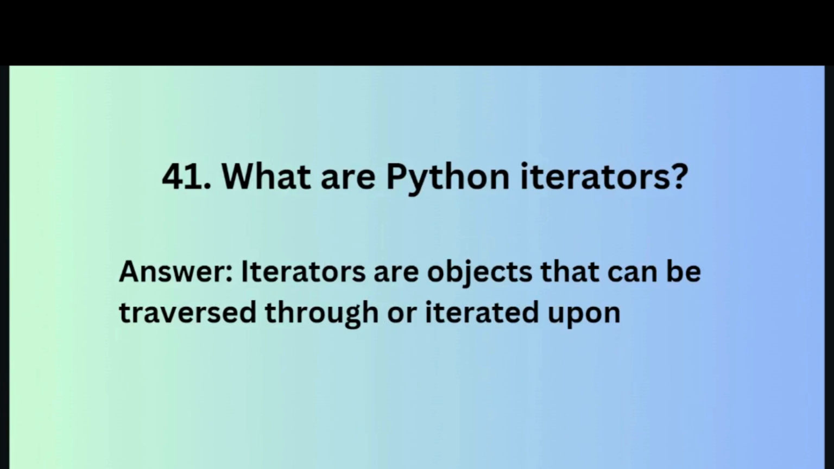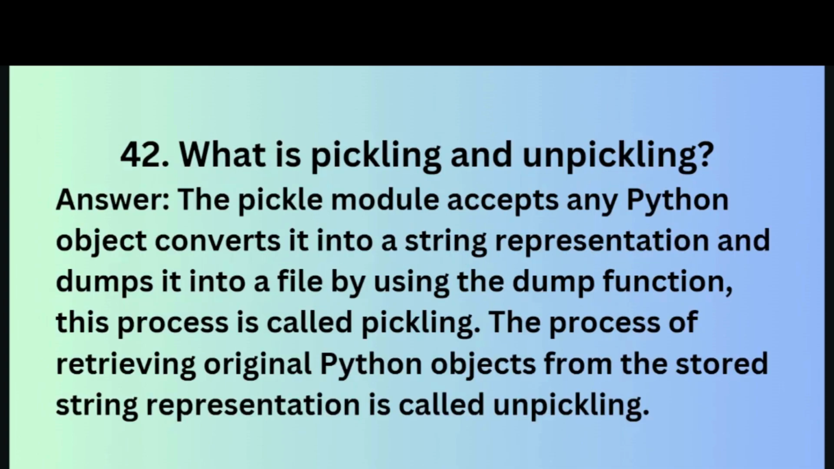What are Python iterators? Iterators are objects that can be traversed through or iterated upon. What is pickling and unpickling? The pickle module accepts any Python object, converts it into a string representation, and dumps it into a file by using the dump function. This process is called pickling. The process of retrieving original Python objects from the stored string representation is called unpickling.